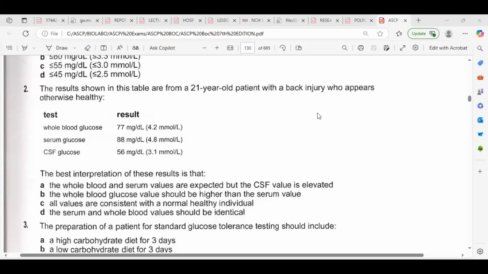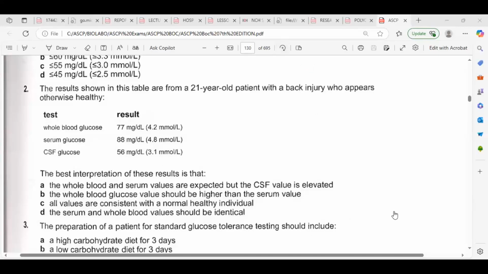Who can answer? Someone is writing in the chat box that in this question they are testing if you know the normal values of glucose in each body fluid. Yes, that is correct.